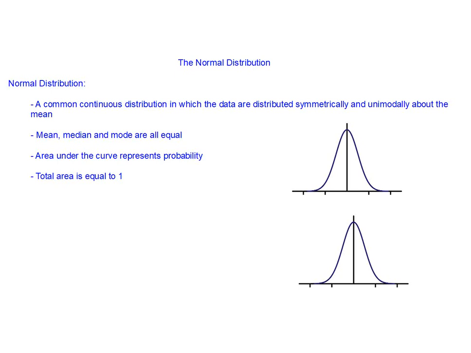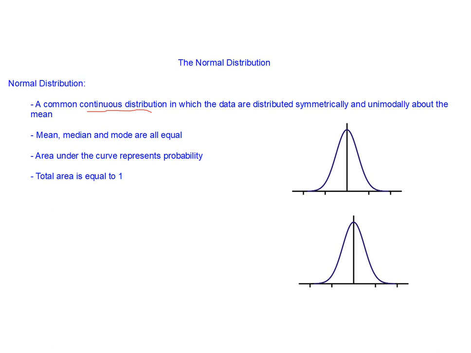In this video we look at the normal distribution. A normal distribution is a common continuous distribution. The continuous part is important, meaning it's a continuous variable. And in this distribution, data are distributed symmetrically and unimodally about the mean.